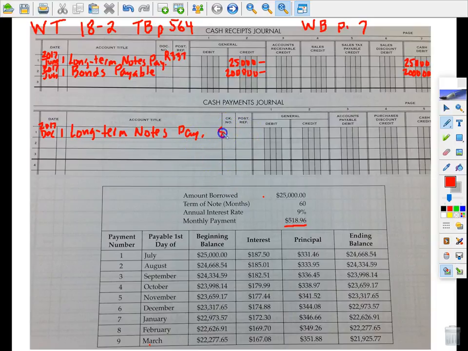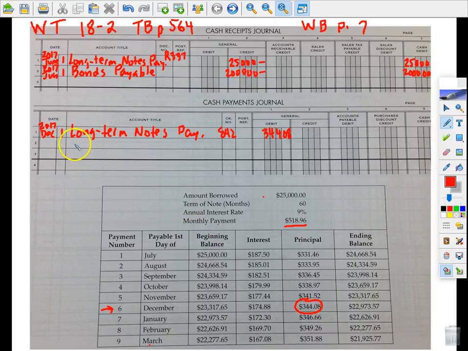And that's check number 842. Okay, and we're making the December payment, right? So looking at this December payment, we're going to only pay $344.08 off of the actual principal amount, the actual amount that we owed. So we're going to debit the payable for $344.08. That number there.